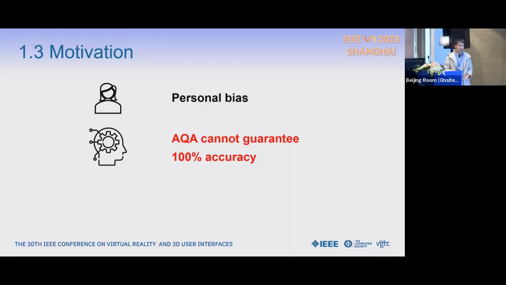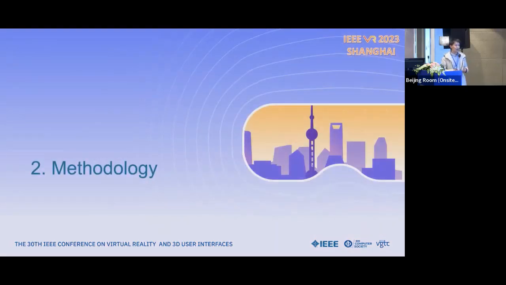On the other hand, similar to any machine learning algorithm, the automatic action quality assessment, also known as the AQA algorithm, cannot guarantee 100% accuracy, making it not suitable for biomedical applications. Furthermore, we argue that the use of AR technology has the potential to be used in JDM diagnosis. Next, I will dive into the main methodology.